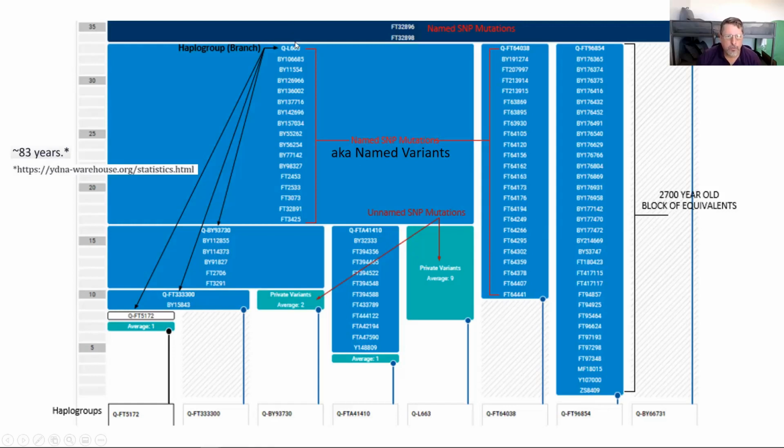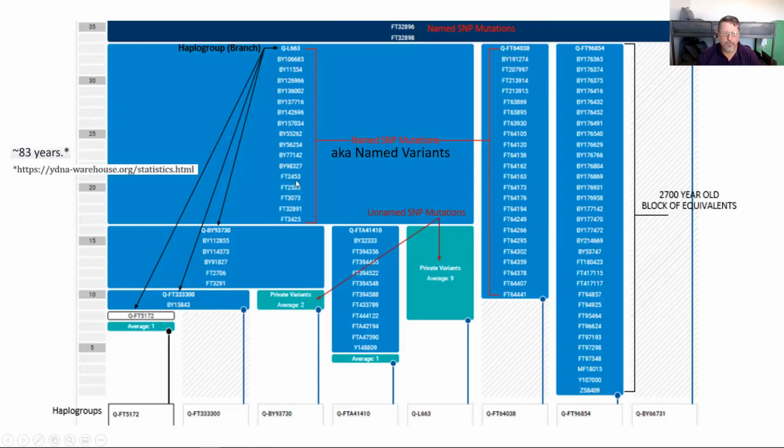Let's see. So at the head of every block of equivalence is the SNP mutation that represents that block, and we call that a haplogroup, right? Haplogroup here, haplogroup here, haplogroup here, haplogroup here. So when you get your haplogroup, that's what it's talking about.